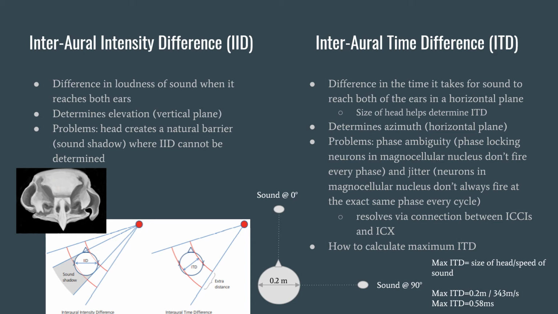so when sound is at 90 degrees. To calculate maximum ITD, you can use the formula: max ITD equals the size of the head divided by the speed of sound. The size of the head for the owl is 0.2 meters, and the speed of sound is 343 meters per second. So that comes to 0.58 milliseconds as the maximum ITD, and as I said before, the minimum ITD would be 0 when the sound is directly in front of the owl.